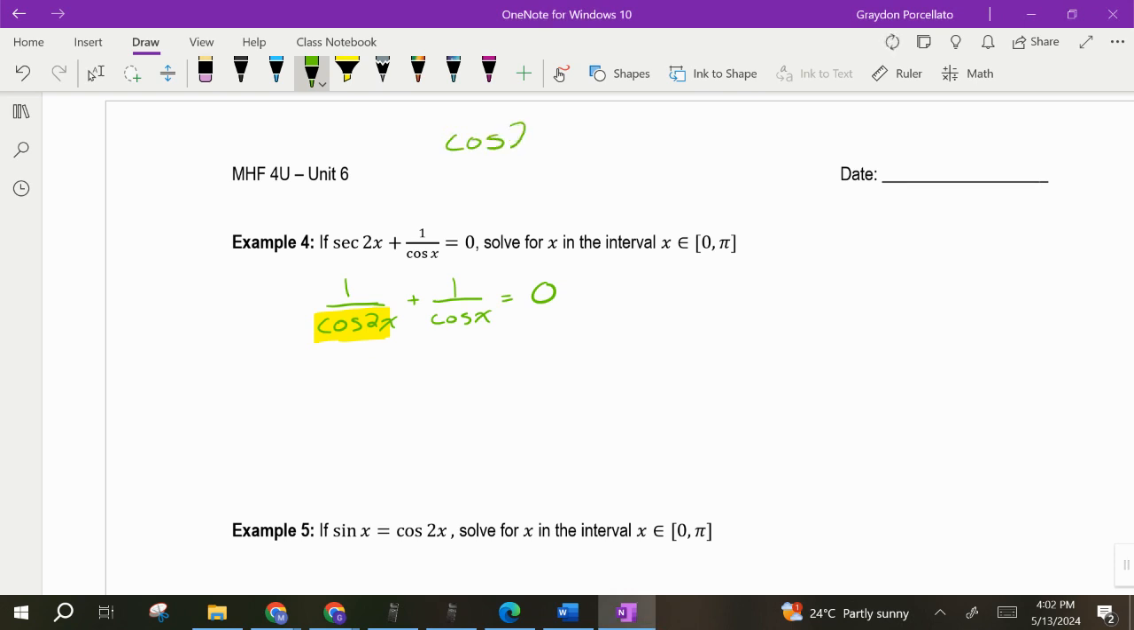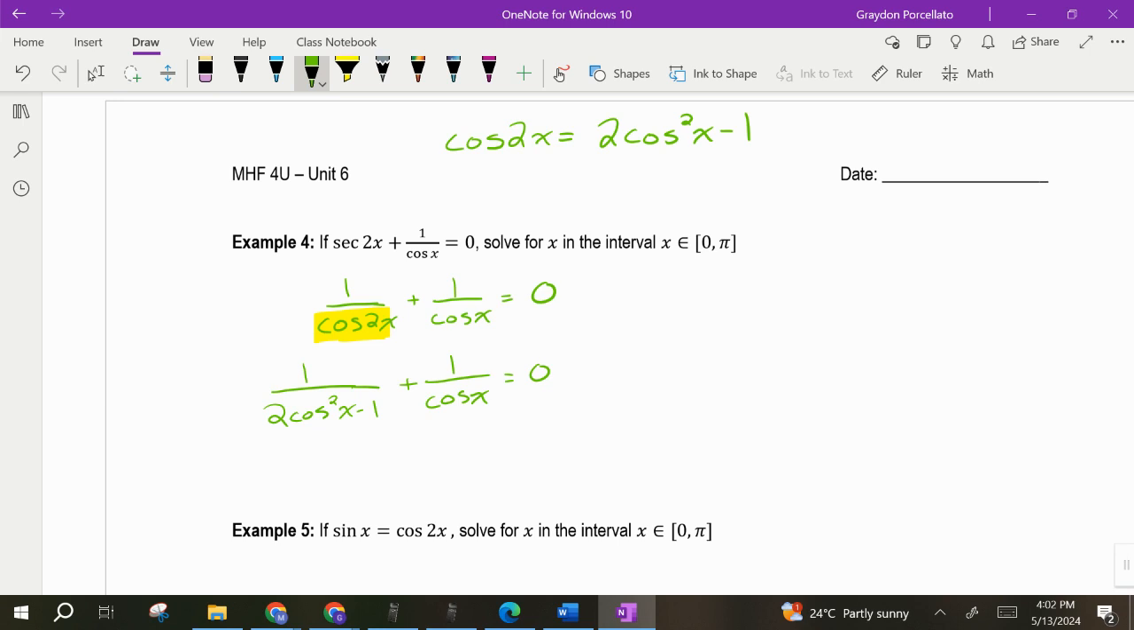We can write that as cos 2x is equal to 2 cos squared x minus 1. So I'm going to actually substitute that into my formula. Okay? So watch how I do this. What we're going to do is substitute that into my formula. So we're going to go 1 over 2 cos squared x minus 1 plus 1 over cos of x equals 0.